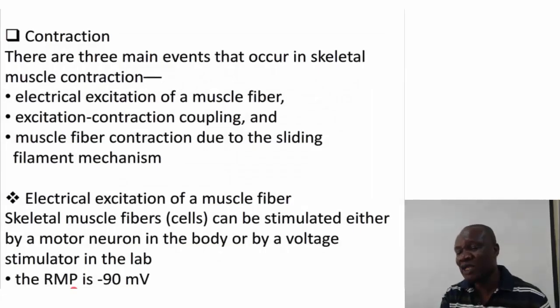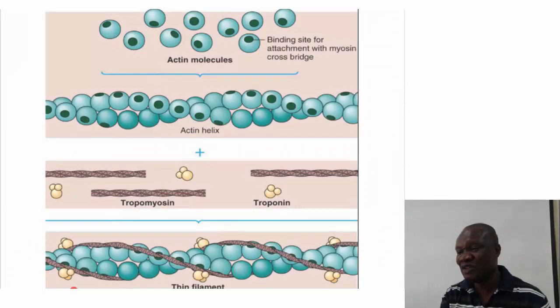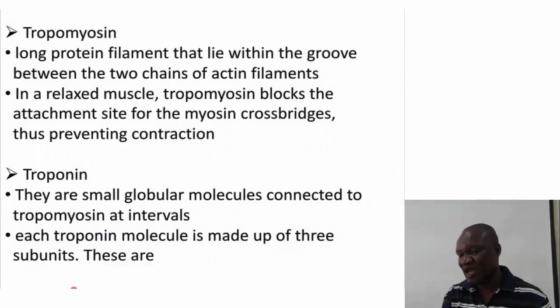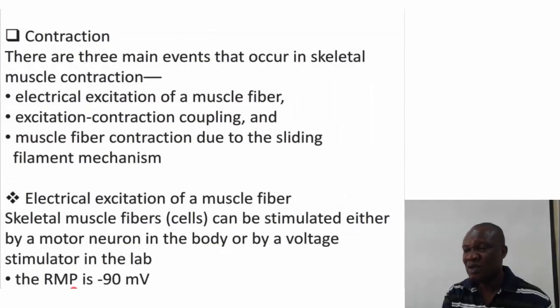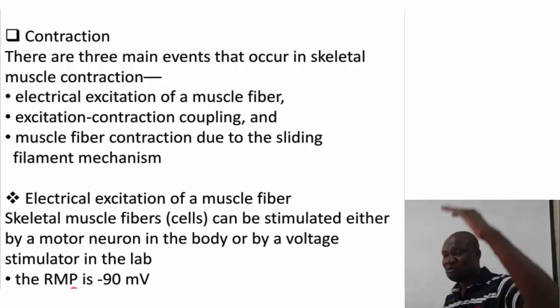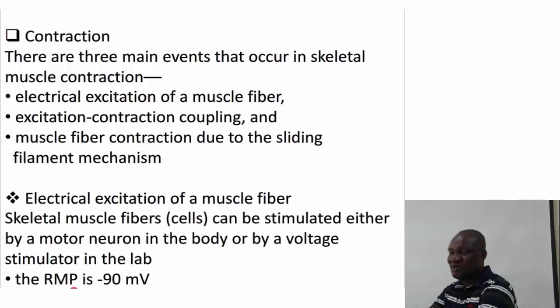Now we've seen the arrangement of the thin and thick filaments in the skeletal muscle. Next, we're going to look at the contraction of the skeletal muscle. But before that, I want to know if you've gotten all that I've said from the first slide to the arrangement of the proteins so far.